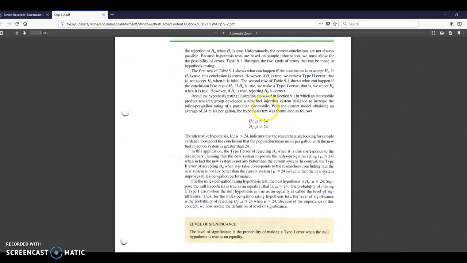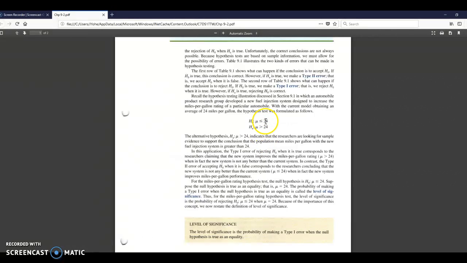So here we have a null hypothesis that mu is less than or equal to 24, and an alternative hypothesis, mu is greater than 24. So in this application, the type 1 error is rejecting H naught when it is true. We never prove anything with hypothesis testing. We always reject or fail to reject our null hypothesis. It's either no good or it's still in play.